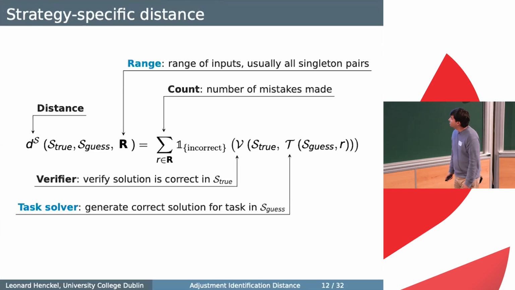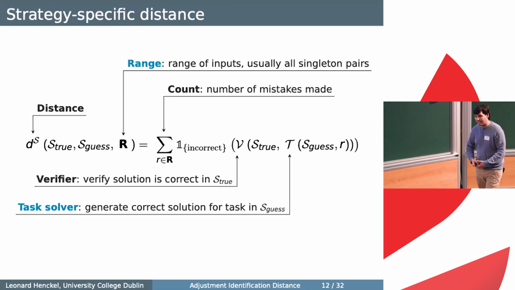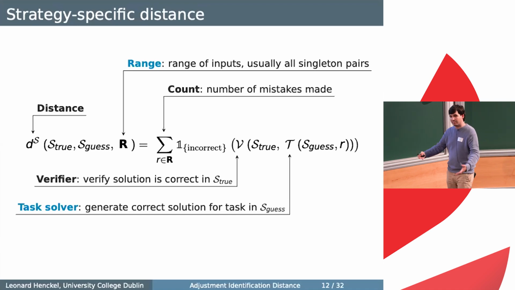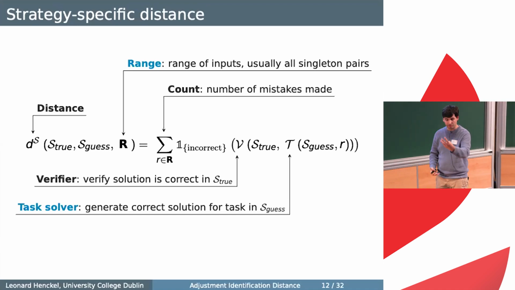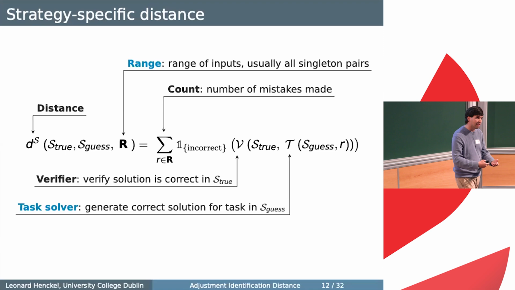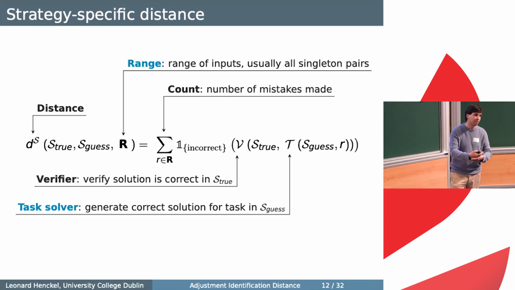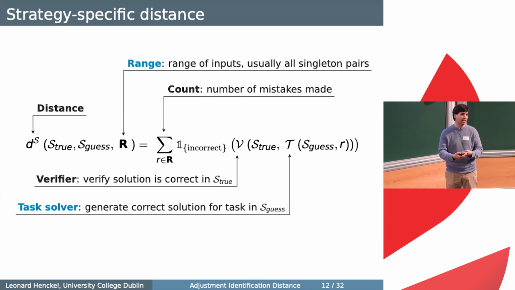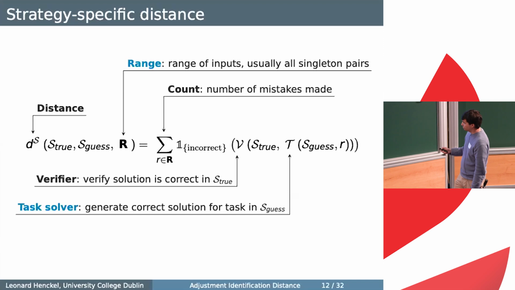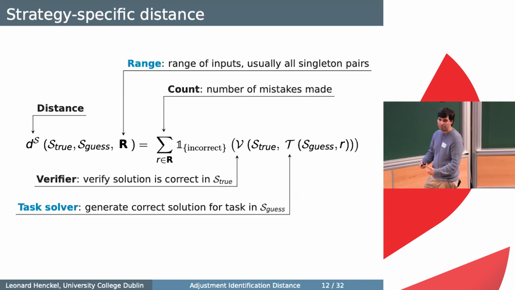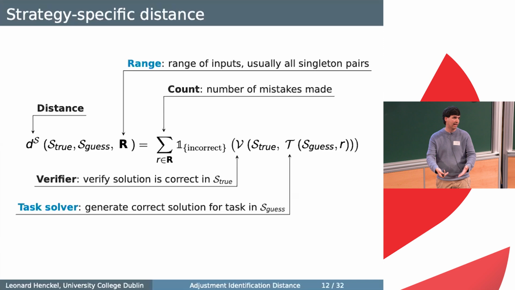So you can summarize this as now having a class of distances, and to specify this class of distances, you need three choices. You need to choose a range, which is the inputs for the task you're interested in. If your inputs are for learning causal effects, it's just treatments and outcomes. The second thing you need is what we call a task solver, which is an algorithm that, given abstract inputs, tells you a procedure for how you would tackle that task.